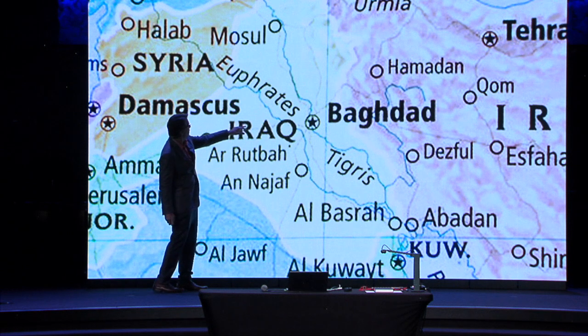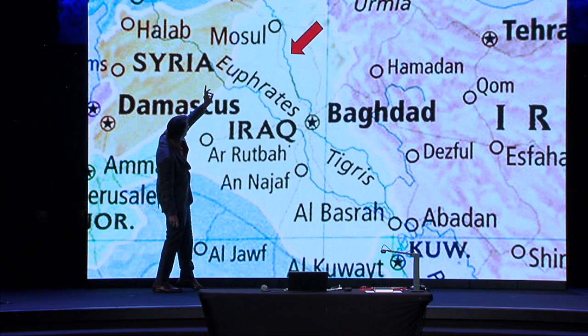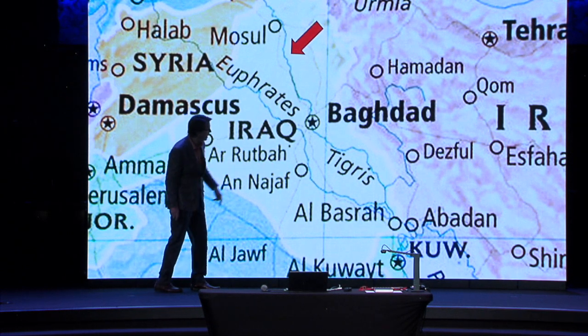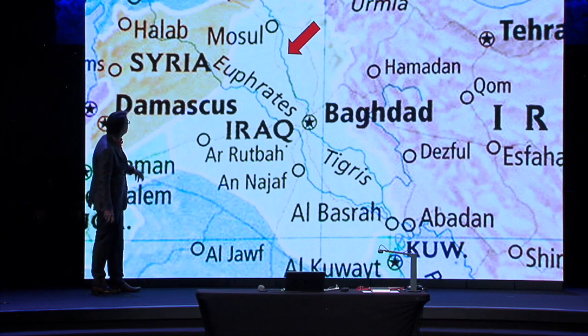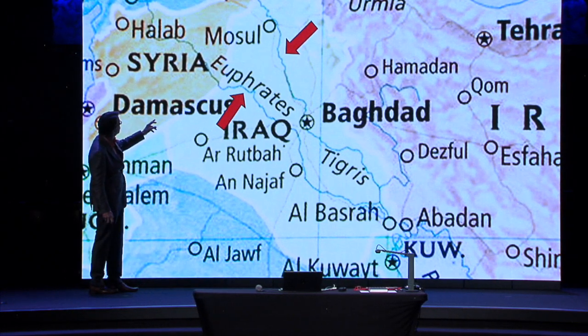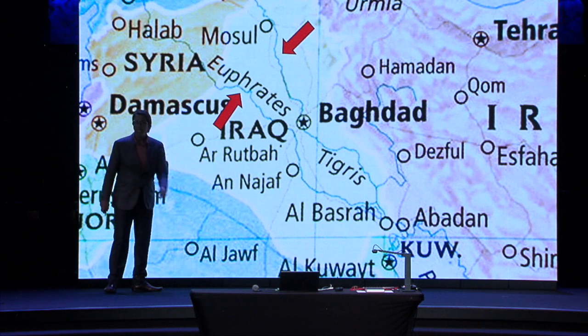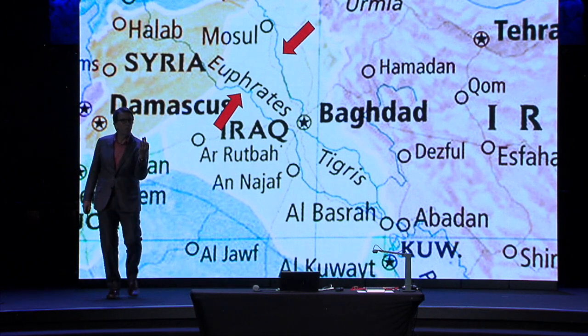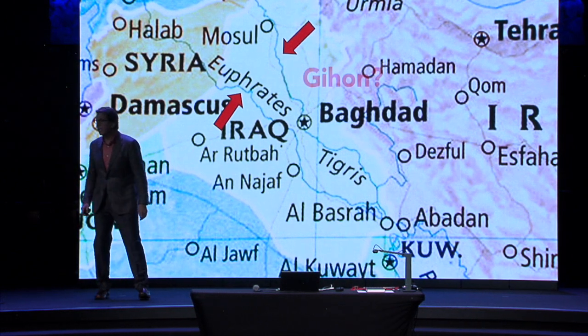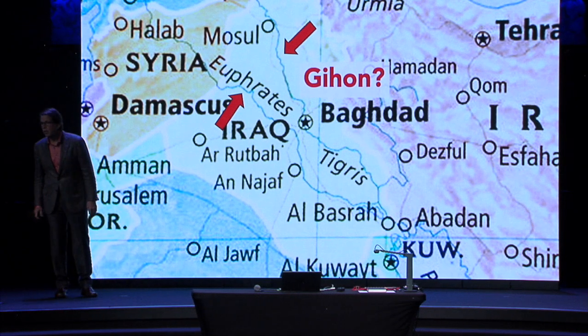Right over here we got the Tigris River. Starts up there in Turkey, flows all the way down to the Gulf. And then we got the Euphrates right there. We have got two of the four rivers. So now all I got to do is find the Gihon.